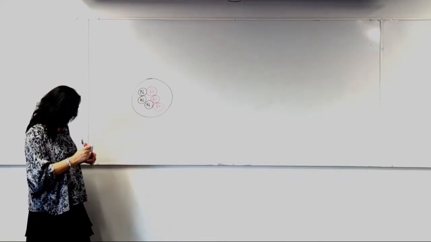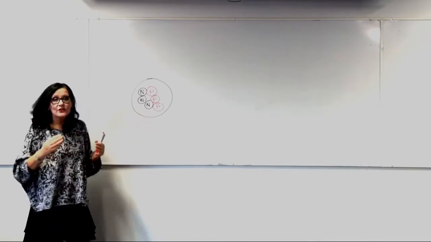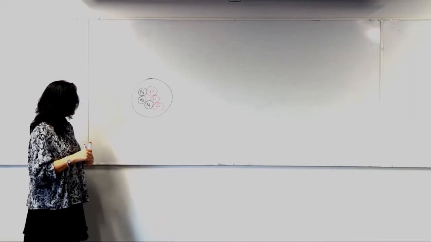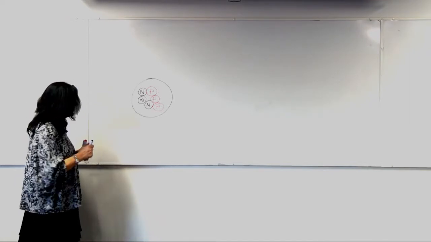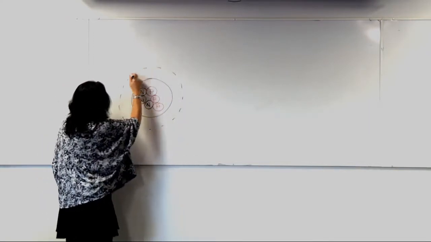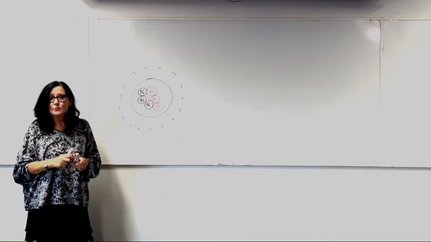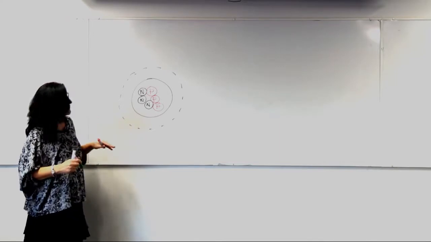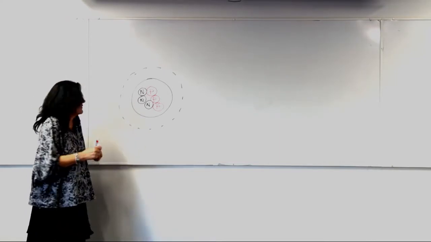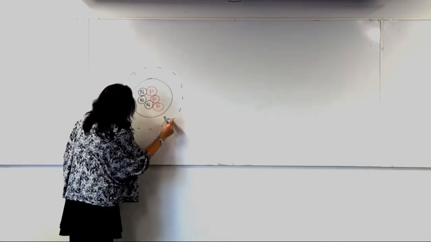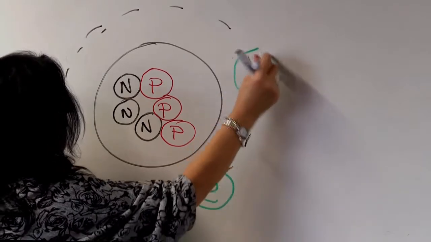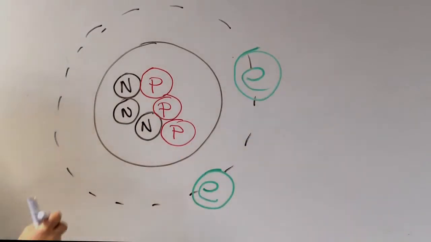So, okay, where are the electrons? The electrons orbit the nucleus in a shell, or in multiple shells. So we might have one shell orbiting around. We've got 2 electrons. We know it's 2 because the innermost shell can only take 2 electrons. So let's have 2 electrons. There we go, 2 electrons.